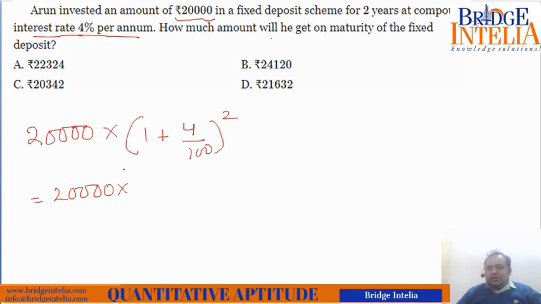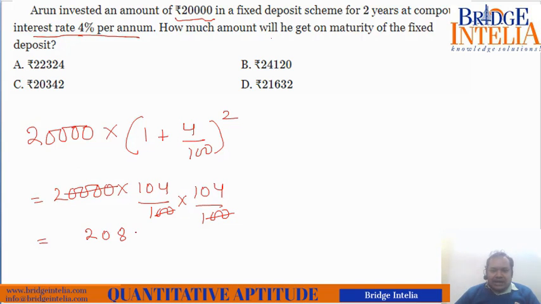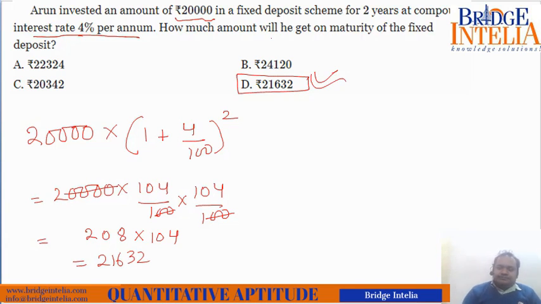So either you use the formula or you use a shortcut logical approach. The answer is the same. In fact, the logical approach saves time. So 104 by 100 into 104 by 100. So let's solve this. These 4 zeros are cancelled. So basically 2 into 104 into 104. So 208 into 104. So how much does this come out to be? 8 4s are 32. So this is equal to 21632.